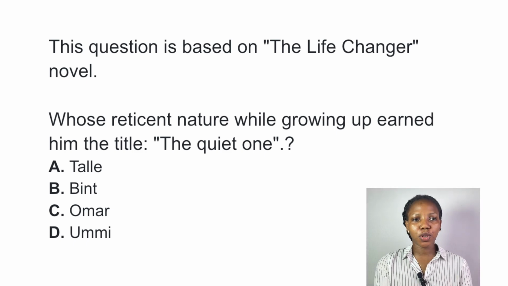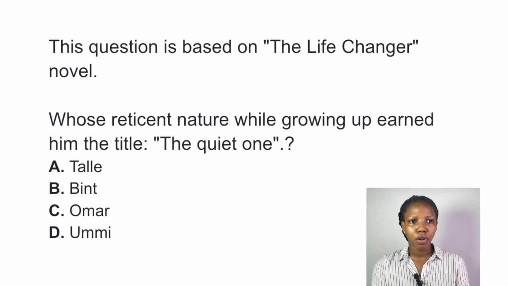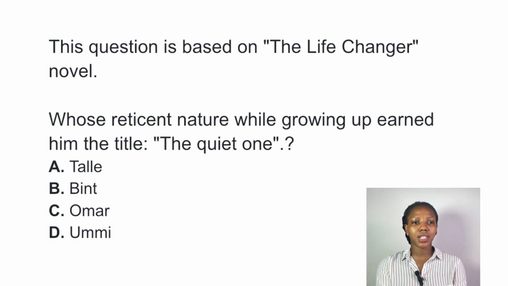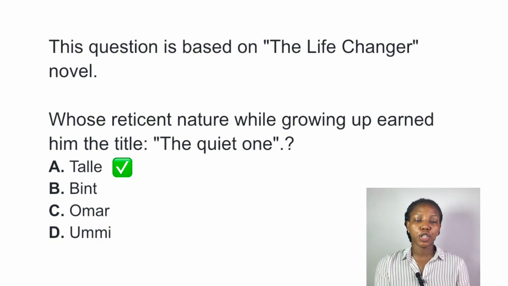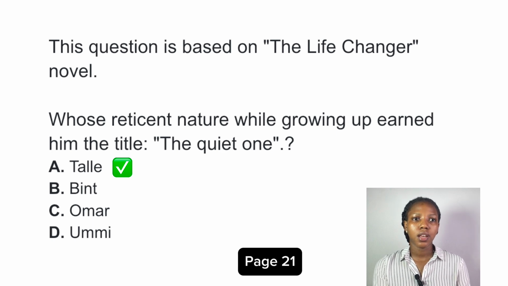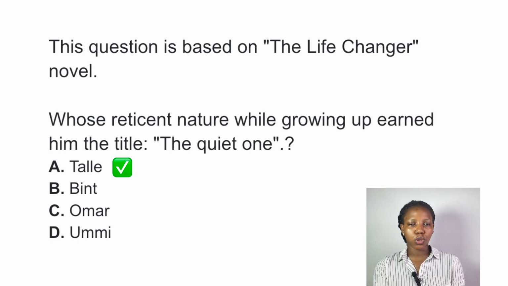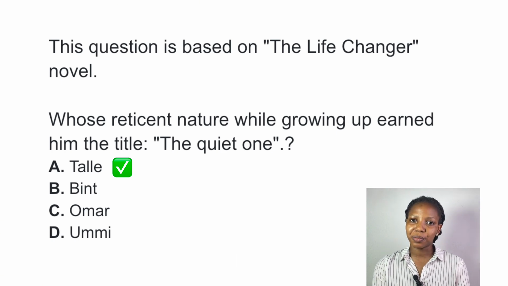Question 64. This question is based on the Life Changer novel. Whose reticent nature while growing up earned him the title The Quiet One? The answer to this question is option A, Tali. We can find this on page 21. Tali is called the quiet one. So option A is the final answer to this question.